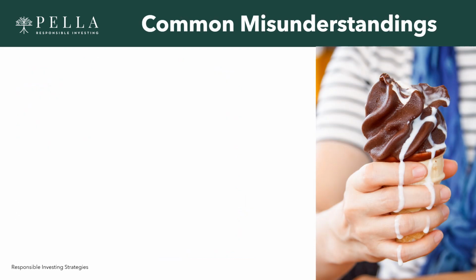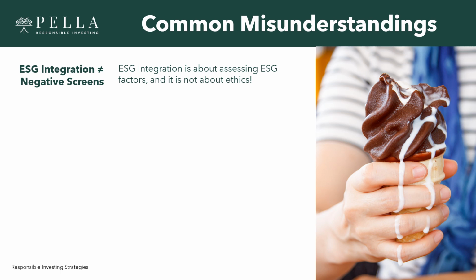It's important to clarify some common misunderstandings in responsible investing. Firstly, ESG integration is often confused with negative screening, but they are fundamentally different. ESG integration involves evaluating how environmental, social, and governance factors are managed within an investment. It is not an ethical judgment, as is the case with negative screening. This means ESG integration can allow investments in sectors that negative screens might exclude, such as weapons, tobacco, and fossil fuels, provided the risks associated with those exposures are well managed.